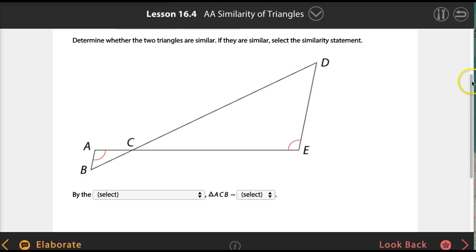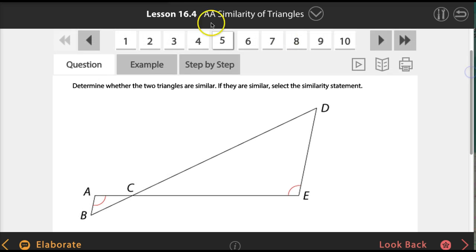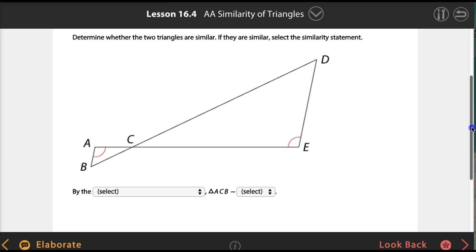Okay, so now we're in the last section for module 16, and that would be 16.4, AA Similarity of Triangles. A lot of you were confused in this section, so hopefully for this module 18 cumulative test, you have a clear understanding. So there you go. Determine whether the two triangles are similar. If they are similar, select the similarity statement.